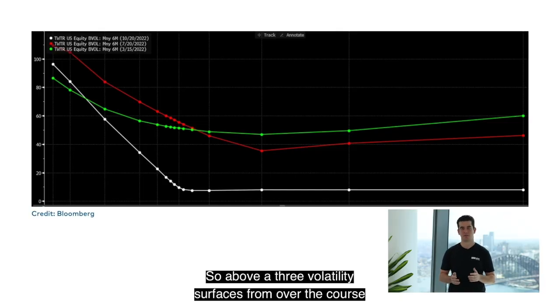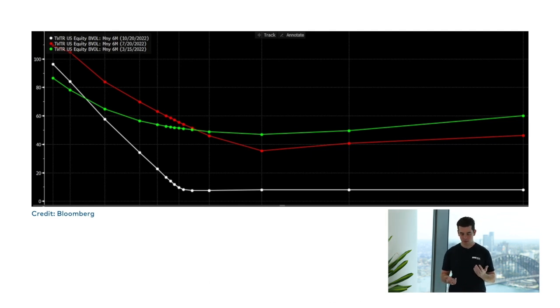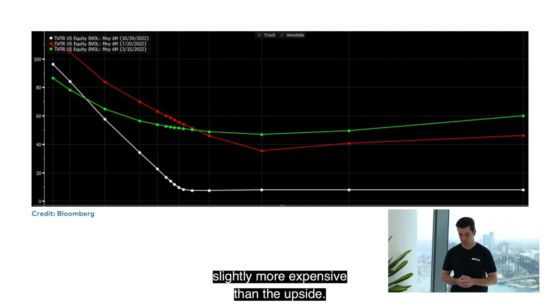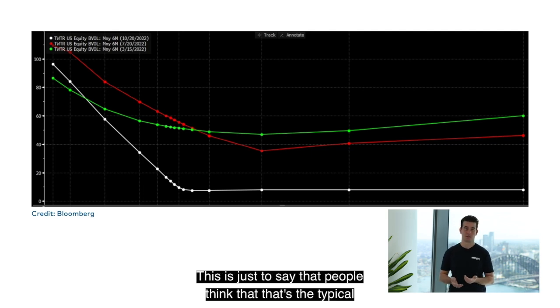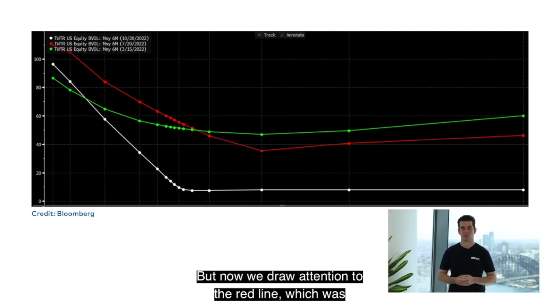So above are 3 volatility surfaces from over the course of 2022, which exhibit the behavior. The first one I want to draw your attention to is the green line. That is what the volatility surface of Twitter looked like before the market was acutely aware of any takeover bids. So that represents essentially a baseline. You can see it exhibits some kurtosis and some skew already, with the wings being slightly higher than the at the money points, and the puts, or the downside, being slightly more expensive than the upside. This is just to say that people think that's the typical distribution that an equity, and in this case Twitter, usually should have.